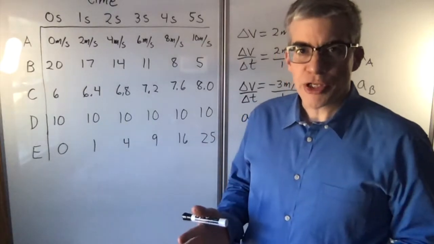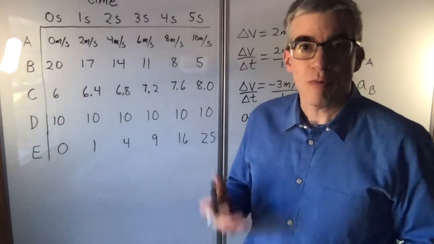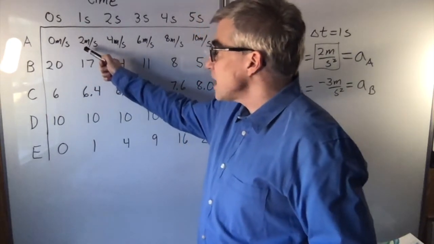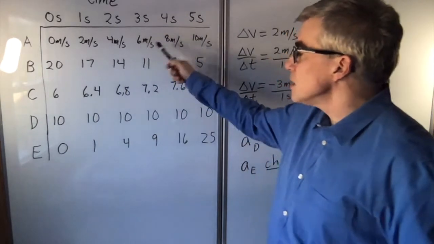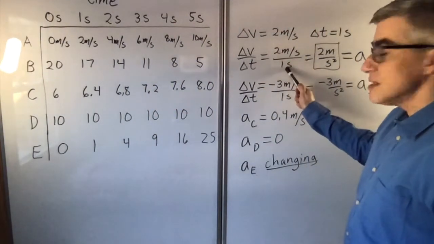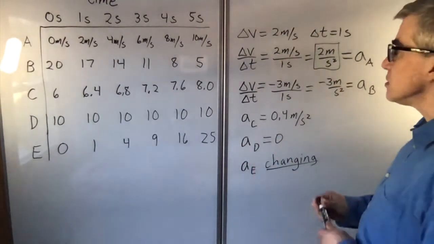What does acceleration really mean in terms of numbers? If I say 2 meters per second squared, what is that? Well, if you have a car that's going at 0, then a second later it's going at 2, then a second later it's going at 4 meters per second, and so on, it's rising 2 meters per second every second. That's 2 meters per second squared. That's what that acceleration means.